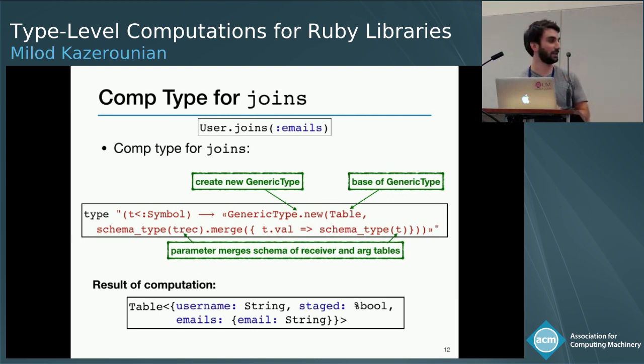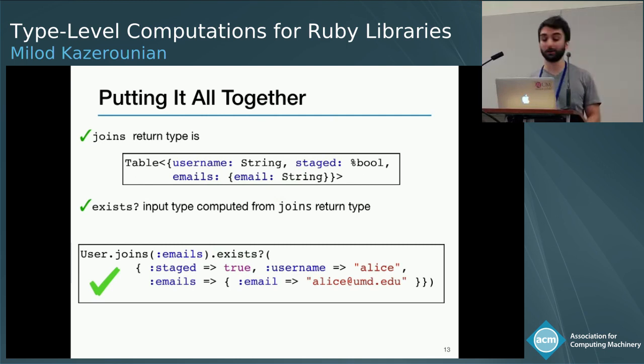So what this does is we're calling schema_type of trec, the receiver type, and we're merging it to a hash that includes schema_type of t, our argument type. Schema_type is a method we haven't shown the code for here for the sake of brevity, but basically, given a table name, it looks up that table schema in Rails and returns its schema as a hash type. So all this code is doing is computing a table type which merges the schema of the receiver and the argument tables. And that's going to give us the return type we want.